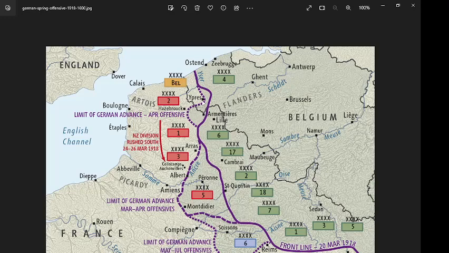And they want to force the British and the Belgians to pull back from Ypres. If they can get them to pull back from here, they can drive them out of Flanders entirely, and they can start to cut the Channel ports off. So now, they're very effective.